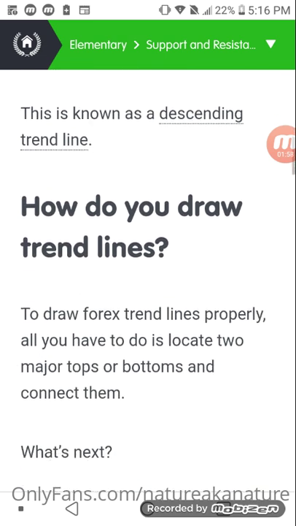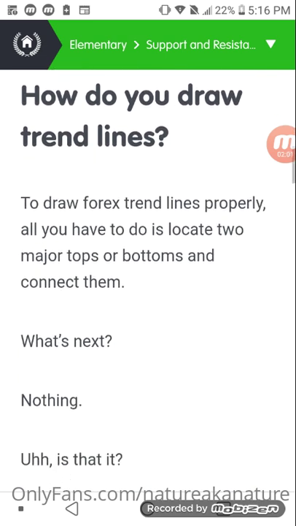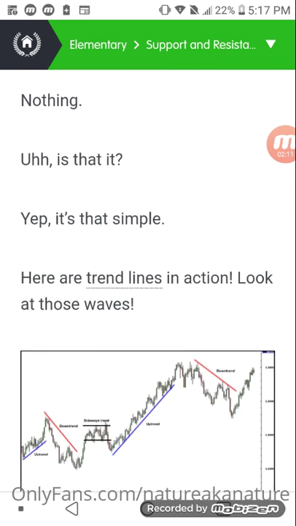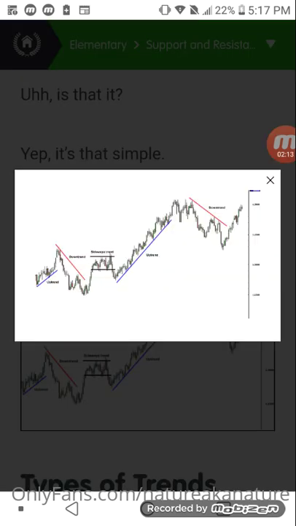How do you draw a trend line? To draw a Forex trend line properly, all you have to do is locate two major tops and two major bottoms, so two major peaks and two major valleys. So what's next? Nothing. It's that simple. Here is a trend line in action, what that looks like. Okay, so this is what it looks like.